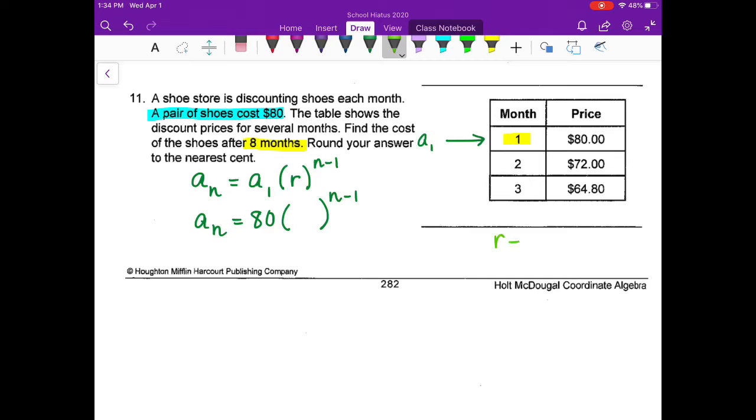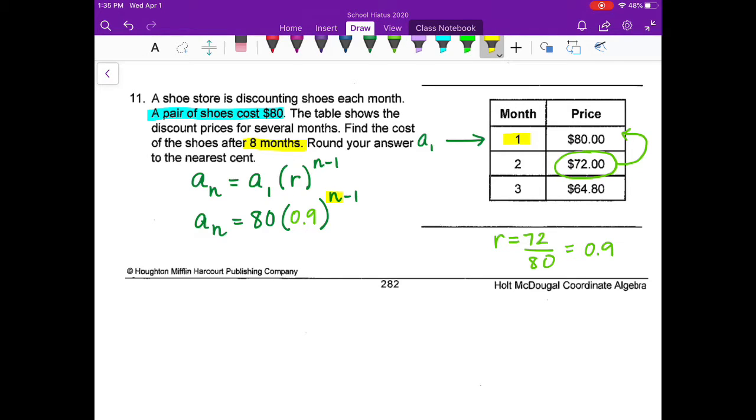So r is going to be, I'm going to take any term and divide it by the previous term. So 72 divided by 80, and I just chose to do that so that I wouldn't have to type decimals into my calculator, and 72 divided by 80 is 0.9. And we should have expected this value to be less than 1 because the y values are decreasing, so this is a decay function.